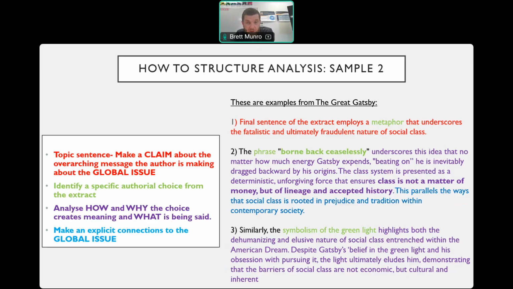The second half of this paragraph or this section then talks about Gatsby himself. In this case, it's Gatsby's belief. So despite Gatsby's belief in the green light and his obsession with pursuing it, the light ultimately eludes him, demonstrating that the barriers of social class are not economic, but rather cultural and inherent. We are being explicit about Gatsby and how Gatsby connects to the global issue, but this is still analysis that is entrenched in the text itself and the extract itself.